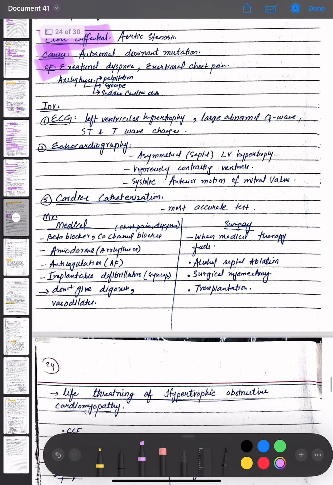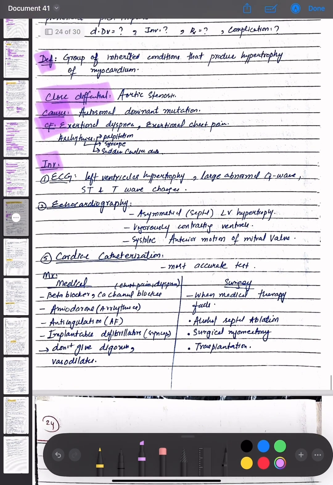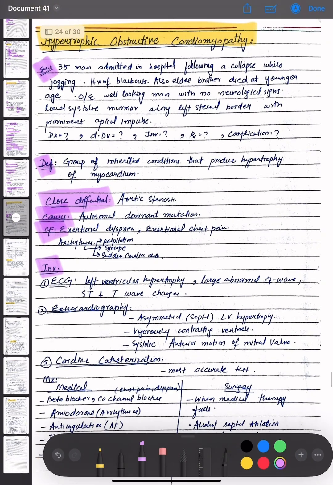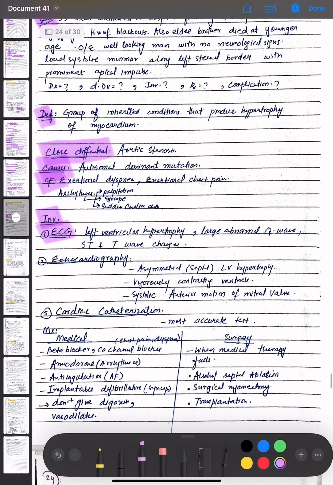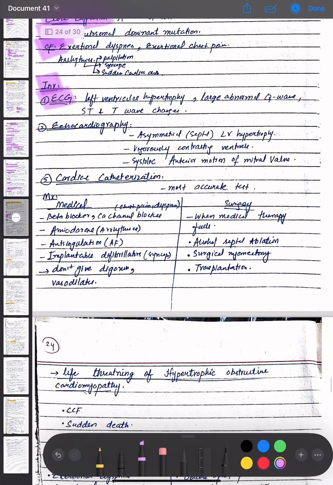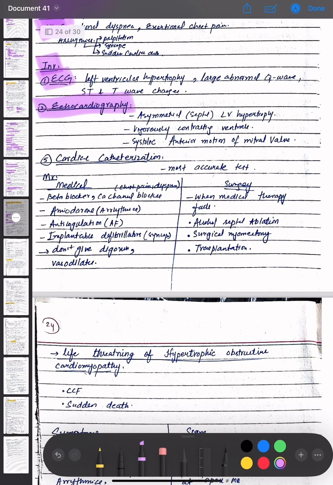The investigation options for hypertrophic cardiomyopathy are ECG, which shows left ventricular hypertrophy, large abnormal Q waves, and ST and T wave changes. Then echocardiography, which shows asymmetrical septal left ventricular hypertrophy, a vigorously contracting ventricle, and systolic anterior motion of the mitral valve. Then cardiac catheterization, which is the most accurate test.